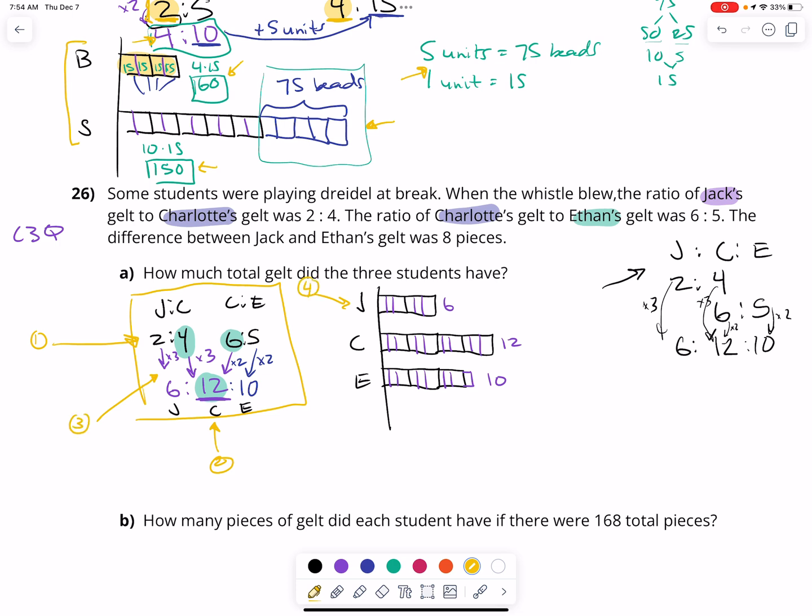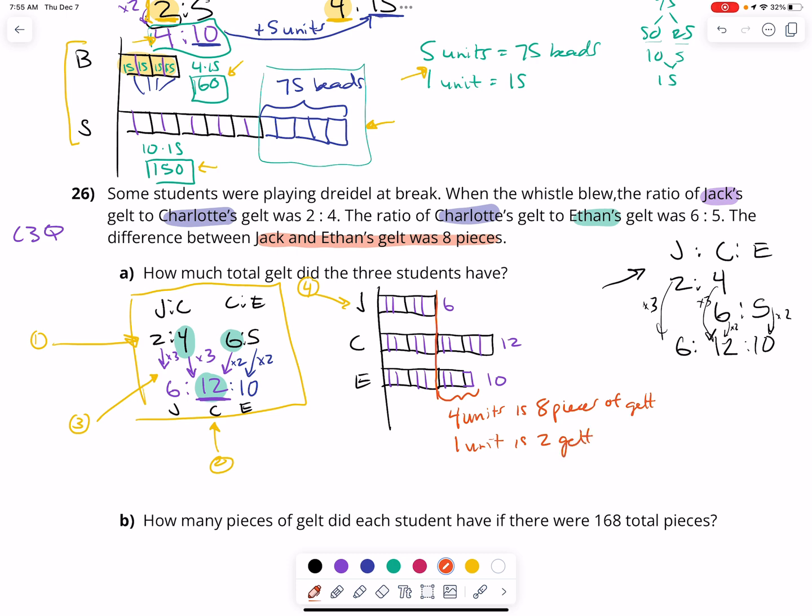4 is our model. So in the problem, they tell us that the difference between Jack and Ethan's gelt was 8 pieces. And so we see that the difference between Jack and Ethan is this bit right here, those extra pieces. And so that's 4 units. And according to this problem, those have a value of 8 pieces of gelt. So that must mean that 1 unit is 8 divided by 4, or 2. So each one of these units is 2.